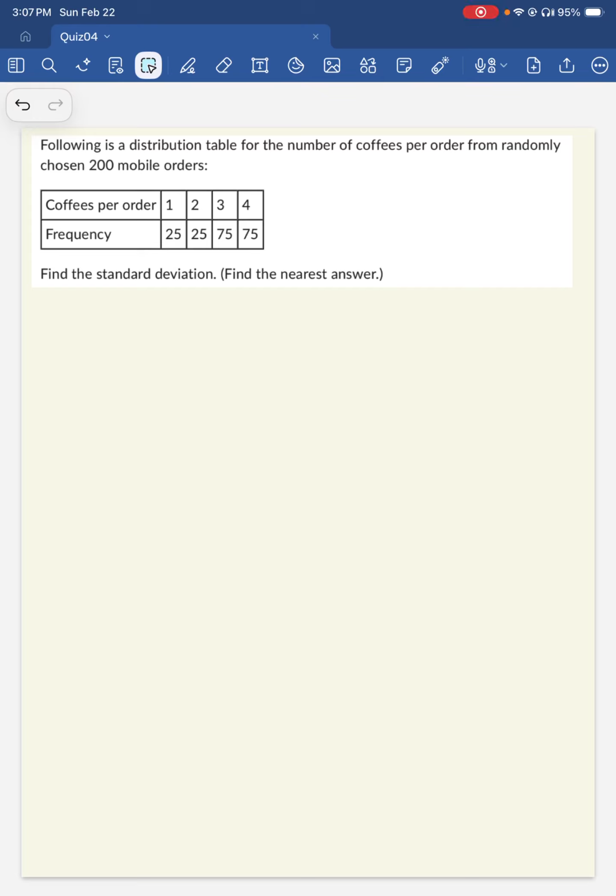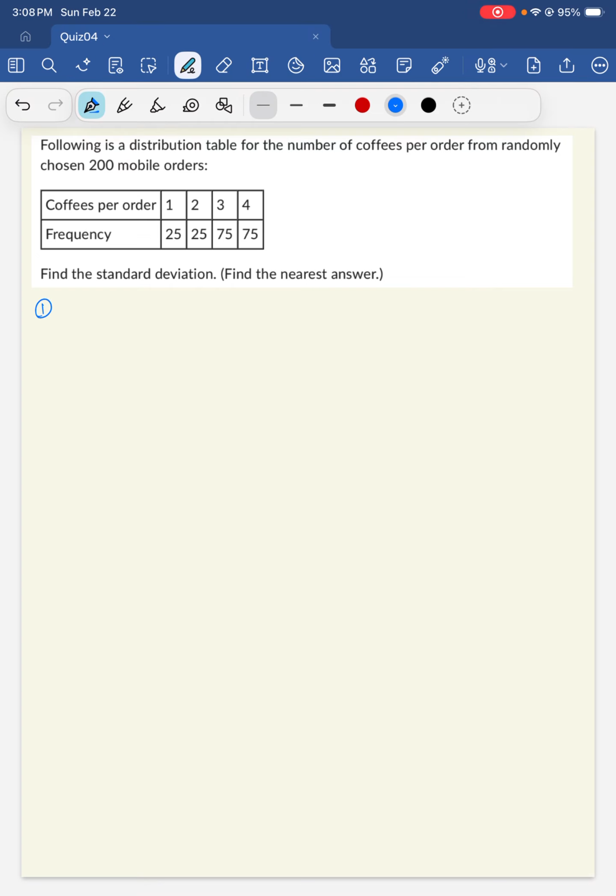This data is from 200 randomly chosen mobile orders, and it counts how many coffees are in each mobile order. There are four possibilities, and their frequencies are given, and we are going to calculate the standard deviation. To calculate the standard deviation, we are going to follow these steps.